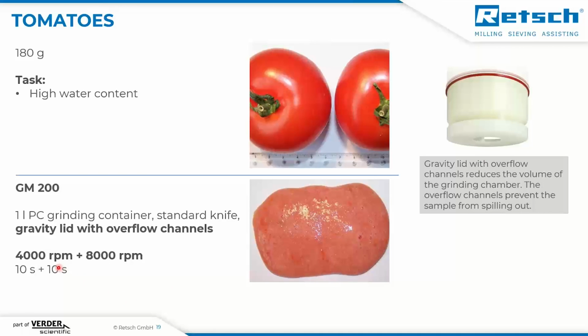We do this in 2 grinding steps. In the first step with less speed, and then in the second step for another 10 seconds, we increase the speed to 8,000 RPM in this case.